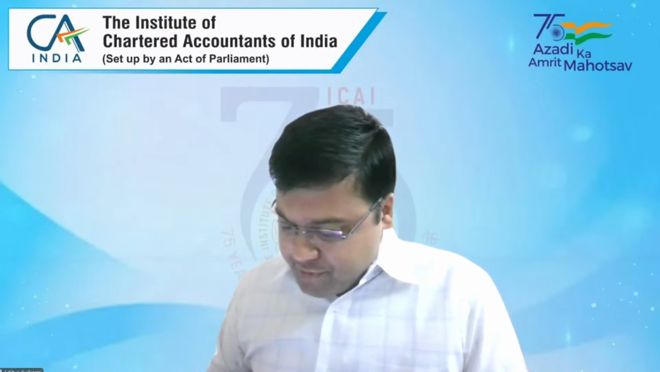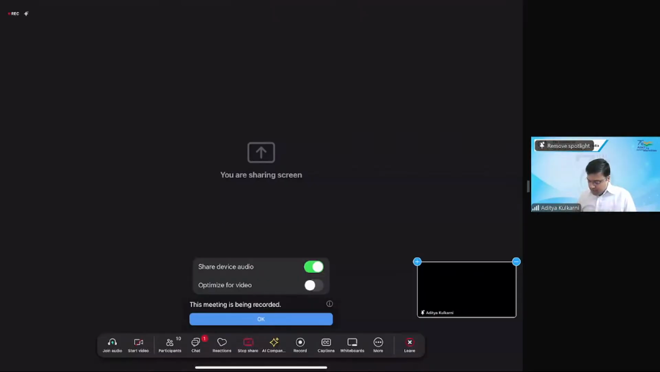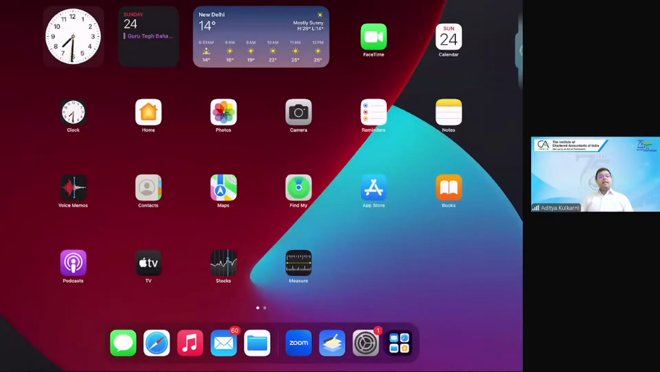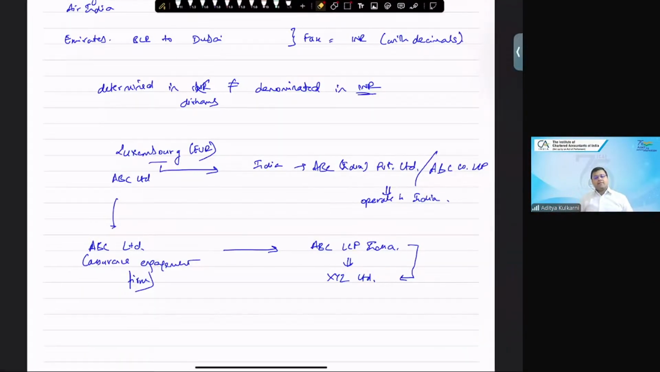I'll explain the case better so you will be able to understand. ABC LLP India hires local talent, freshly qualified professionals, experienced professionals. It has managers, senior managers, partners, all from India. Their salary structures, their compensation, remunerations, etc., are determined by India in accordance with the Indian markets.